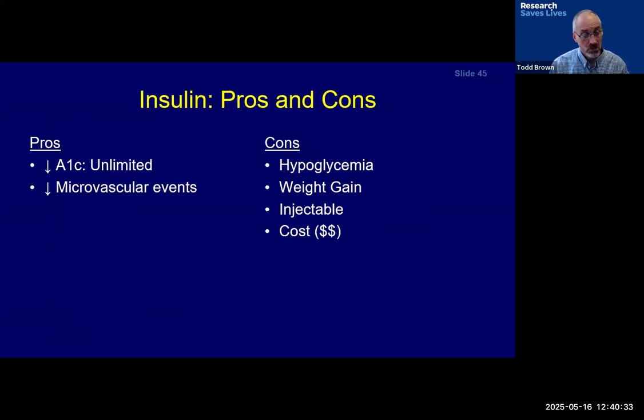So insulin is still quite a good drug. We have unlimited A1C lowering. We can give lots of insulin to get the A1C to control glucoses. We know it has effects on microvascular events. The therapeutic window, of course, is quite narrow, so we have to be careful with it. It does lead to a little bit of weight gain. It's injectable, which can be problematic for people. This has been changing, but the costs are really quite high for insulin, particularly insulin analogs.